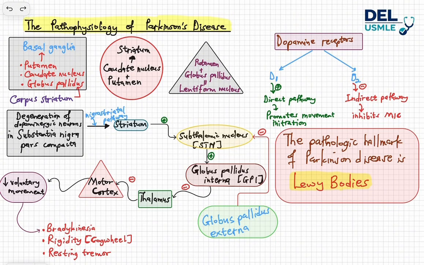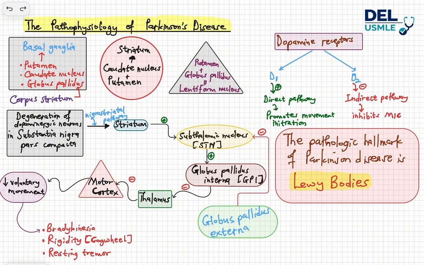The indirect pathway, what does it do? It stimulates the movement inhibitory circuit. And the movement inhibitory circuit, what does it do? It inhibits voluntary movement. So to prevent that inhibition of voluntary movement, dopamine will react with dopamine D2 receptors and inhibit the indirect pathway. And that will result in the blockade of the movement inhibitory circuit. And when dopamine reacts with both D1 and D2, the resultant effect is that voluntary movement is going to be improved. Voluntary movement will be activated.